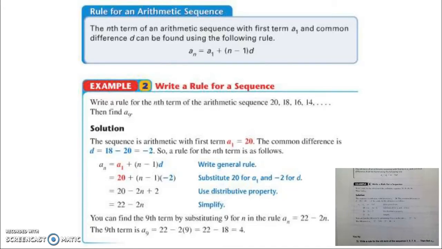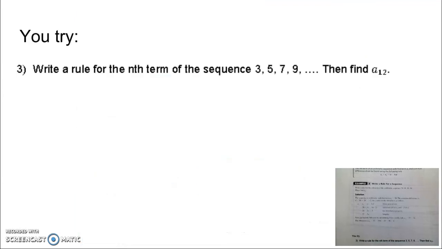Now, looking for the ninth term, we're going to substitute 9 in place of n. 22 minus 2 times 9, that's 18. 22 minus 18 is 4. So the ninth term of that sequence would be 4.